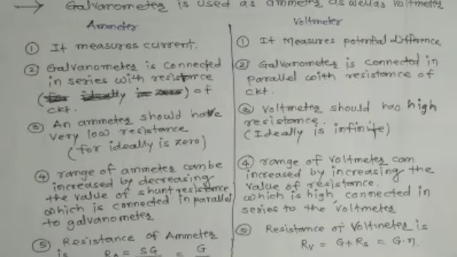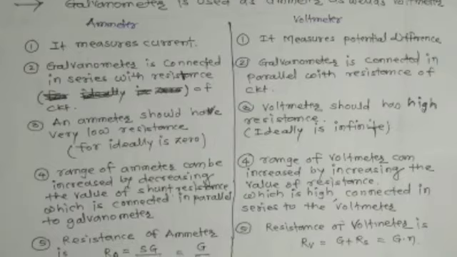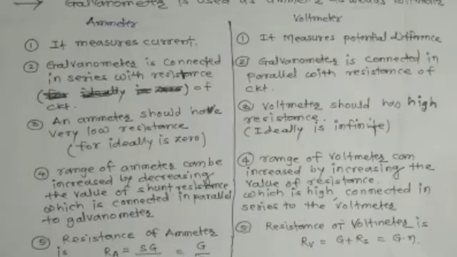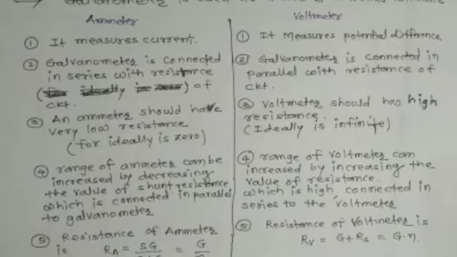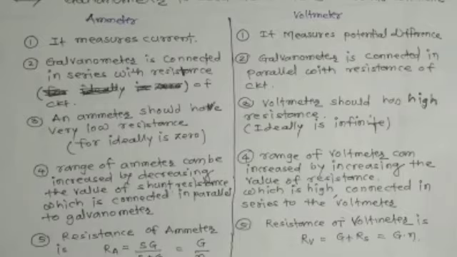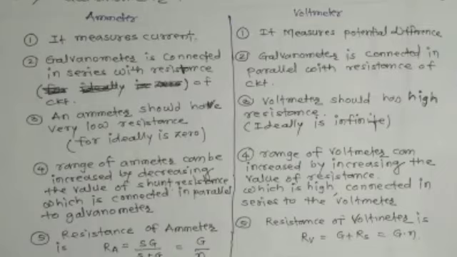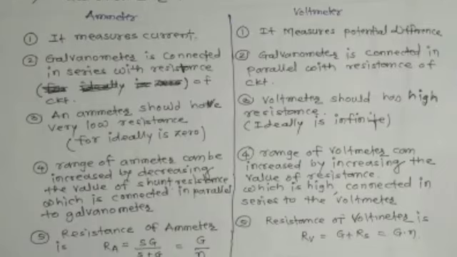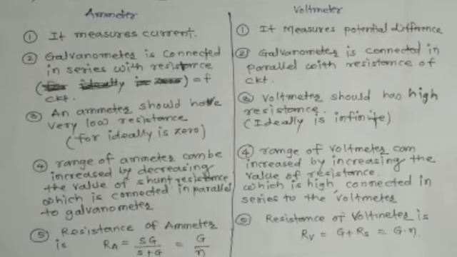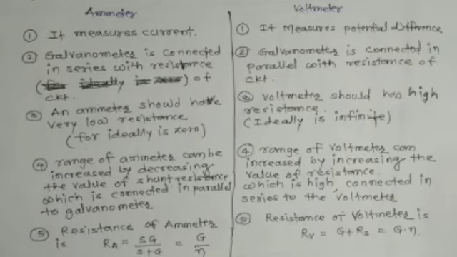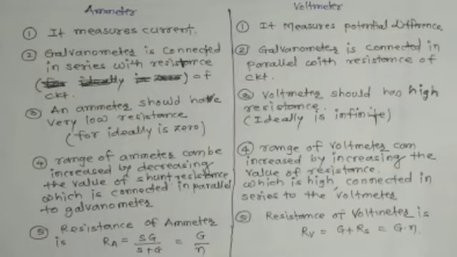Last point is the resistance of the ammeter, RA is equal to SG upon S plus G, where S is the shunt resistance and G is the resistance of the galvanometer, which is G upon N, whereas the resistance of the voltmeter is RV equal to G plus RS, where G is the resistance of the galvanometer and RS is the high resistance connected in series, which is equal to G into N.